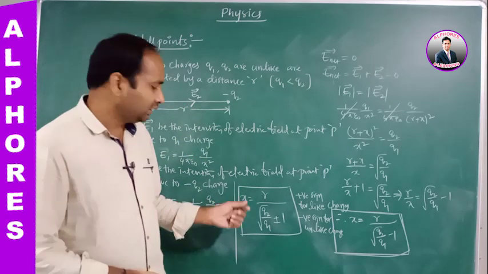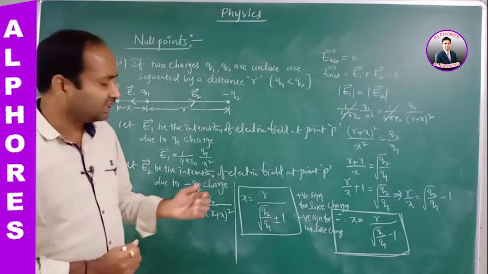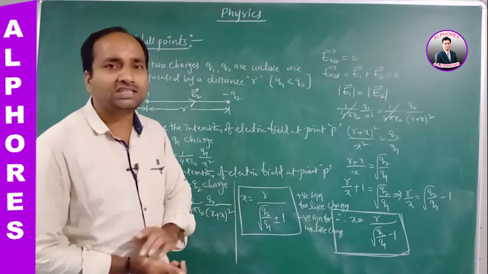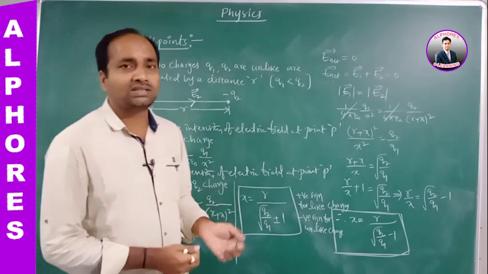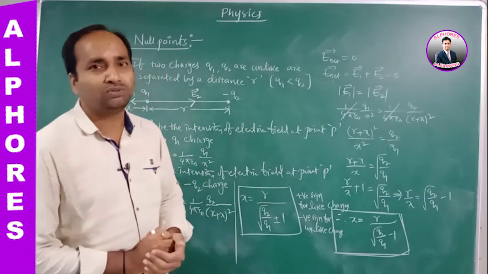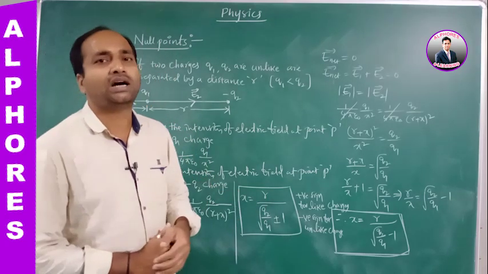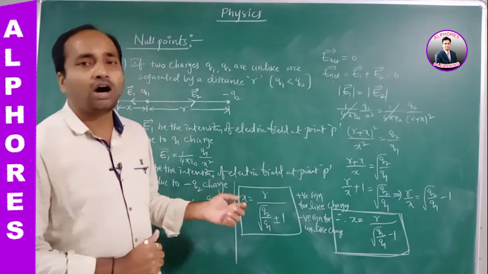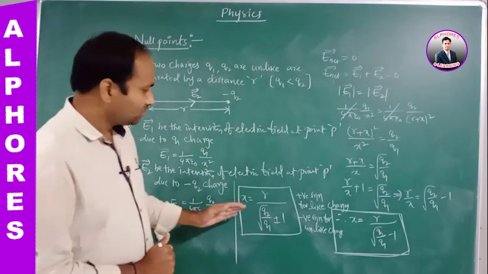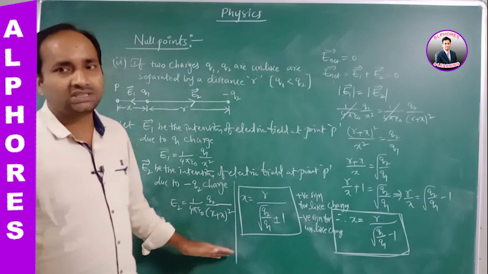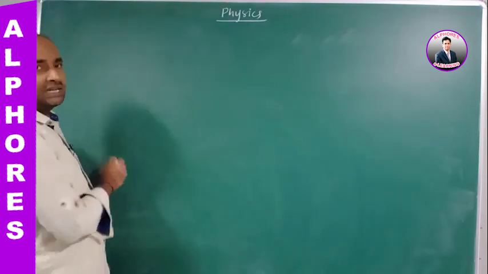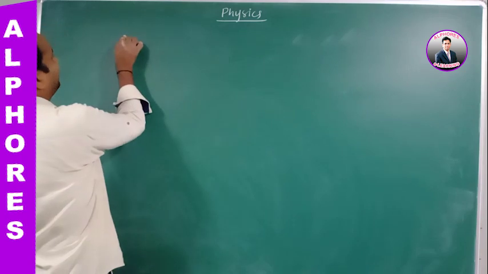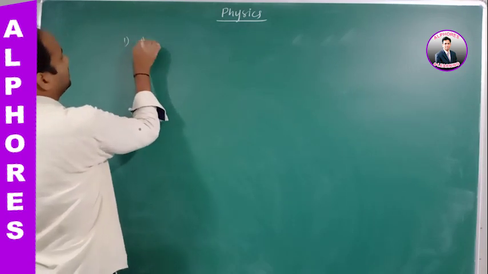And remember that x is always the distance of the null point from the lesser magnitude of the charge, from the Q1 only. The question may sometimes be asked from the higher magnitude of the charge. Then we should calculate the r minus x value or r plus x value. Okay. So this is about the null points. Right. Now applications of intensity of electric field. See, first application.